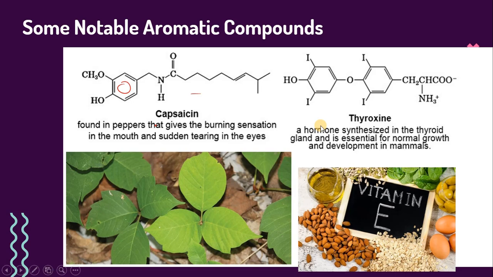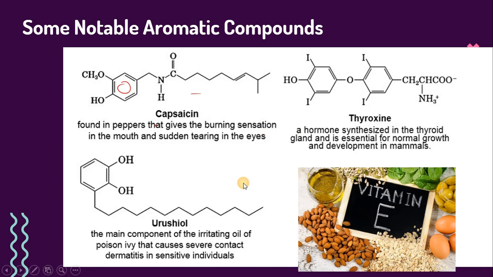Notice that in thyroxine, it looks like there are two benzene rings in its structure. Thyroxine is a hormone synthesized in our thyroid gland, and it is essential for the normal growth and development in mammals. Okay, and this one, have you seen this type of plant elsewhere? This is what we call poison ivy, and it has a main component that makes it irritating when it touches the skin.